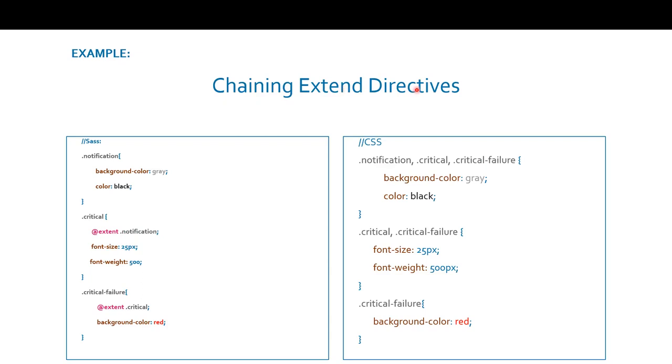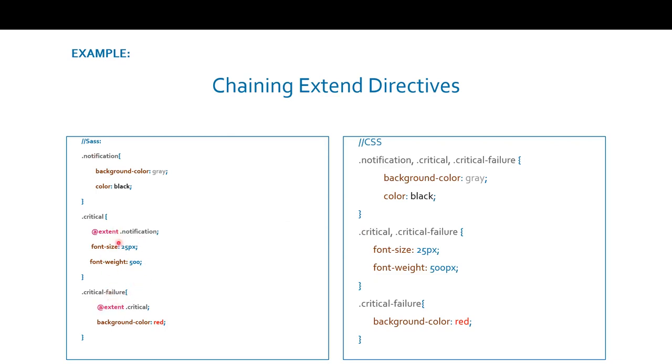Chaining extend directives. We can chain extend directives. It means that in this case, we extended notification within critical, and then we extended critical within critical failure. So we chain this on this, and then chain this on this. That is chaining. This is basically how the outcome will look. What it means is that critical shares all the properties of notification. So there will be a common block between critical and notification, which is this. Okay.